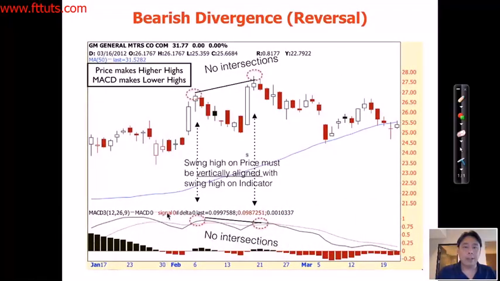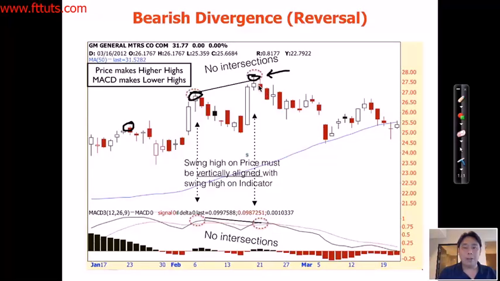Let's take a look at the bearish divergence pattern. Now, understand that these are reversal patterns because we're anticipating a reversal from going up to going down. So it's a reversal, all right? In this case, you can see that the price is making higher highs, right? So it's higher high, higher high, higher high, okay? At this particular point over here, it's the top of the uptrend, okay?